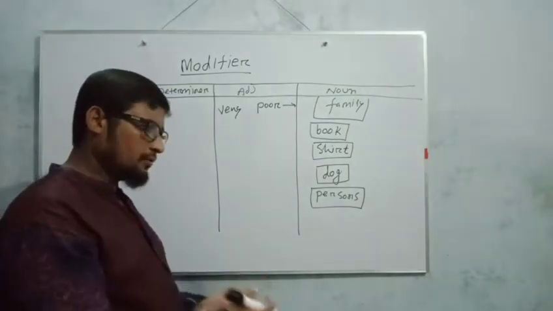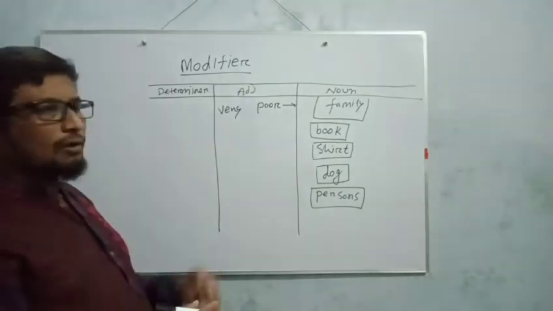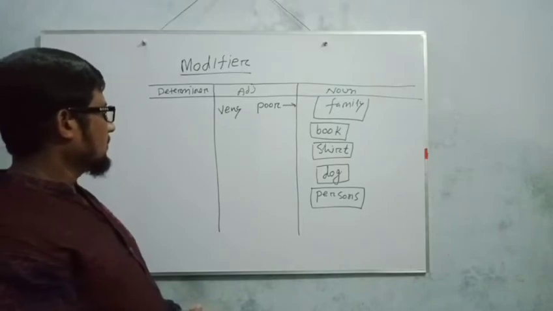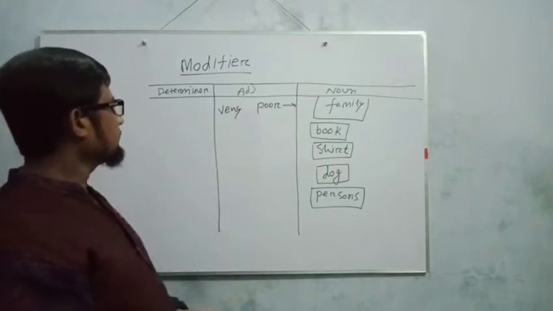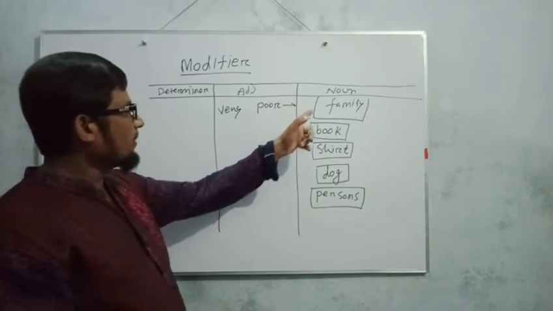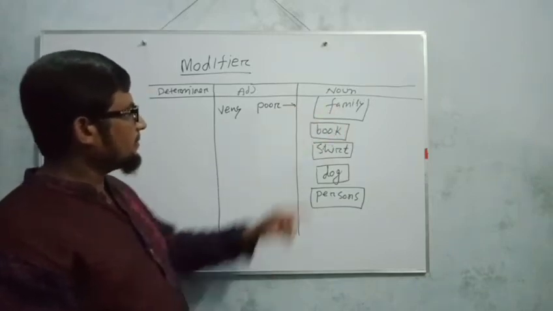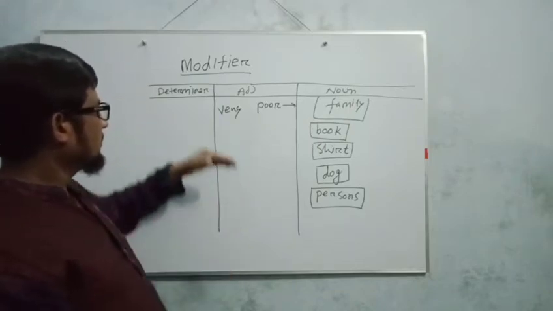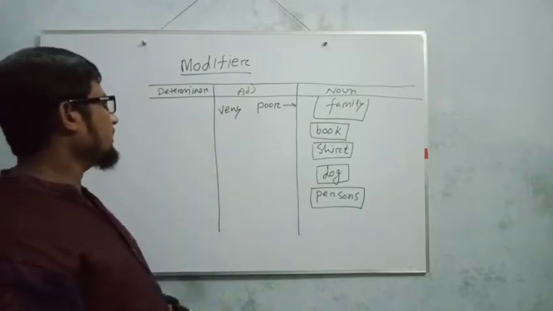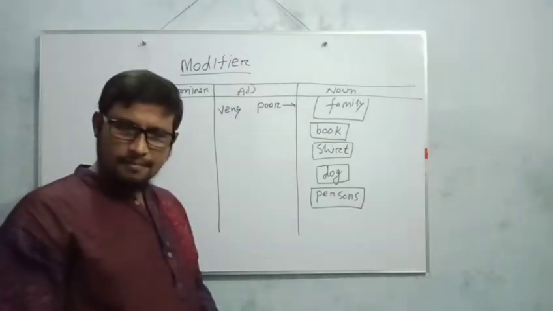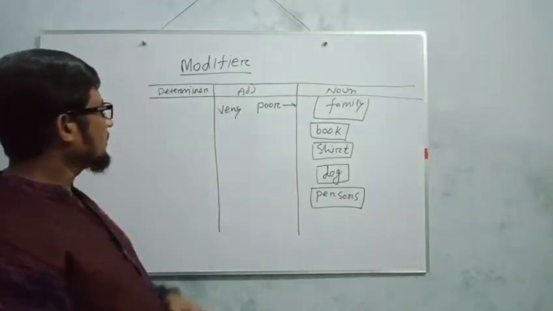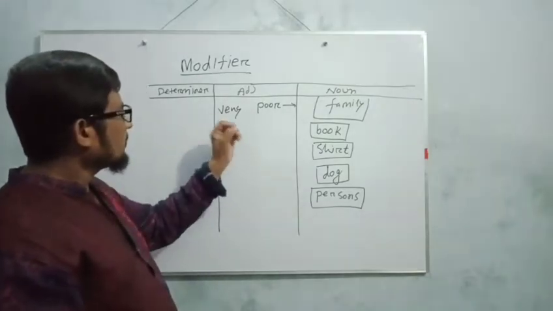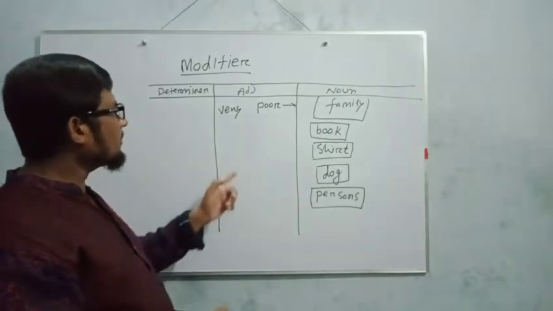The family is very poor. So here very is also a modifier of poor. We know poor is an adjective and it is a modifier of the noun family, and here family is the keyword or head word of this phrase. But what is very? Here very is called intensifier, because very intensifies the degree of poor.